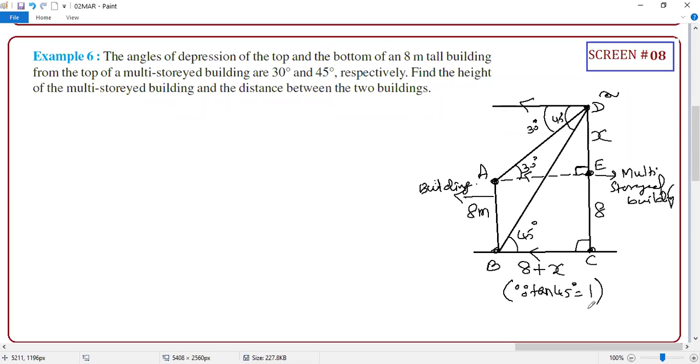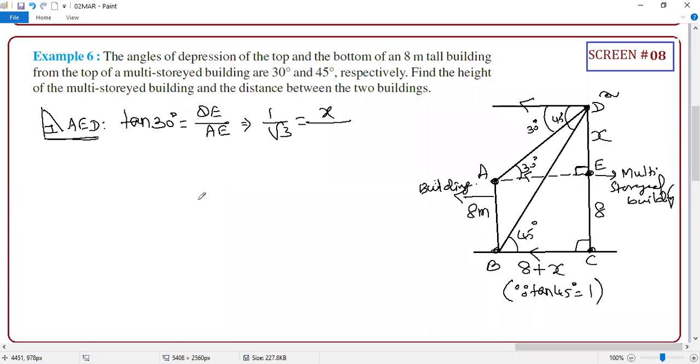Now coming to the next diagram, students. Small diagram. What is that? Triangle AED. So triangle AED, as usual, what is the first step? Tan 30. What is the opposite side? DE, adjacent AE. DE upon AE. Tan 30 is what? 1 by root 3. Do you know DE? What is DE? X.